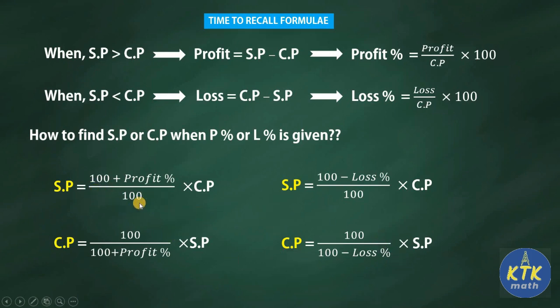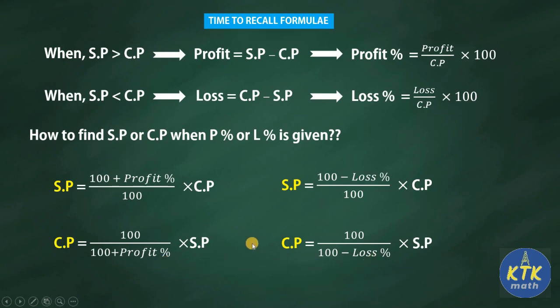Just imagine profit is given here, so it's add. Here also profit, so add. Here it is loss, so you are going to subtract. Here also loss, so you are going to subtract. In both the cases, when selling price is to be found, this addition or subtraction term will come to the numerator, whereas when cost price is to be calculated, this addition or subtraction term will come to the denominator. So by this you can easily remember the formulas.